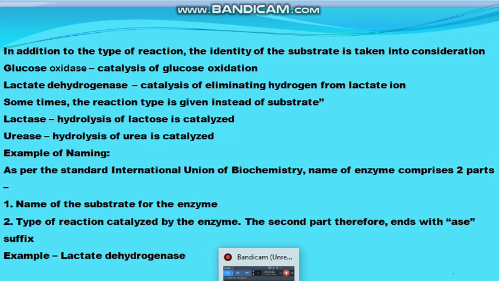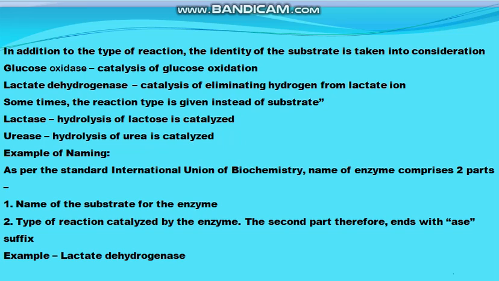Sometimes the reaction type is given instead of the substrate. For example, lactase. This is where the hydrolysis of lactose is catalyzed. Then urease. In this, hydrolysis of urea is catalyzed.